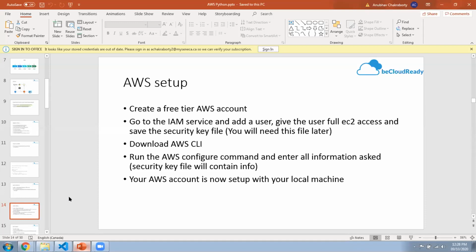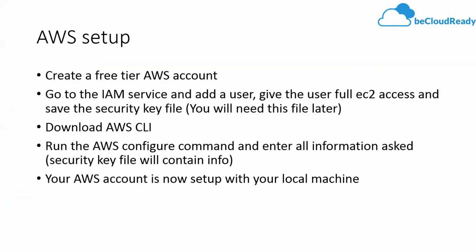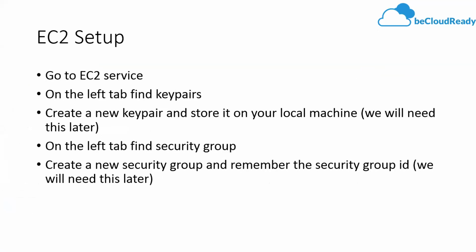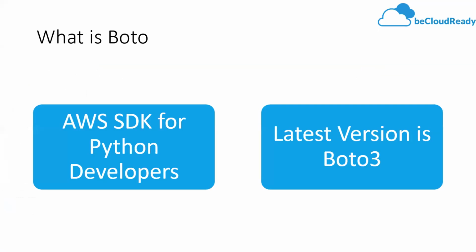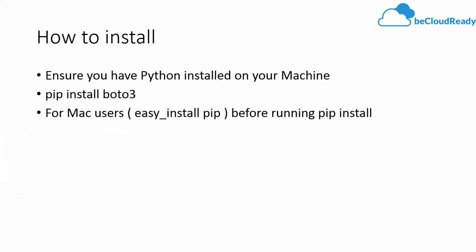All right, so moving on. We don't need to worry about that because we went through all of that. So let's go ahead and talk about what Boto is. Boto is the AWS SDK for Python developers, and the latest version is Boto3. We'll go over more, so don't worry if you don't understand what that means. So let's talk about how we can install Boto3. The way to install Boto3, once again, is to just pip install boto3.